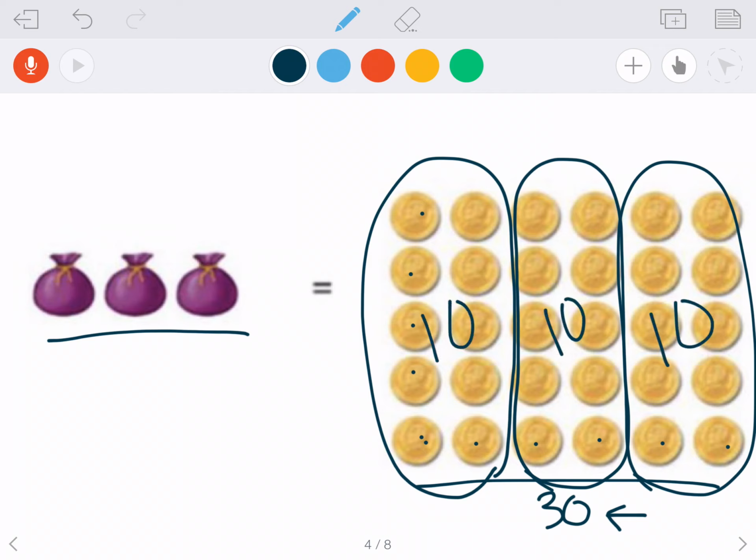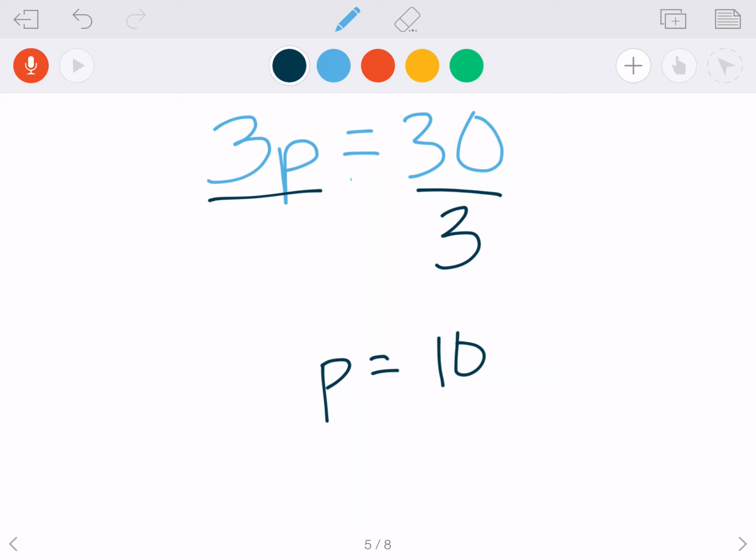So for this equation, we are using the same thing we had with our coins. We had 3 bags, 3 pouches, and they added up to 30 coins between them. So if I had 30 coins and I split them up into 3 equal groups, what operation is that? What did I do to that 30 to get 10? I divided 30 by 3. And I figured out that each pouch had 10, right? Well, let's think about this.